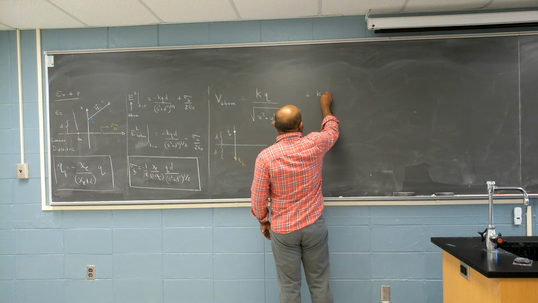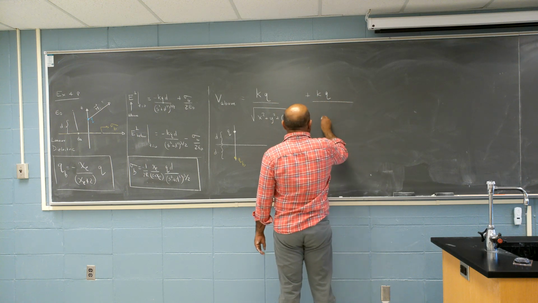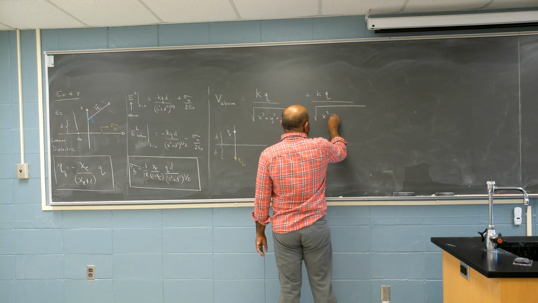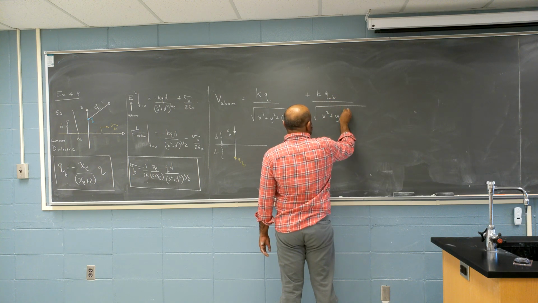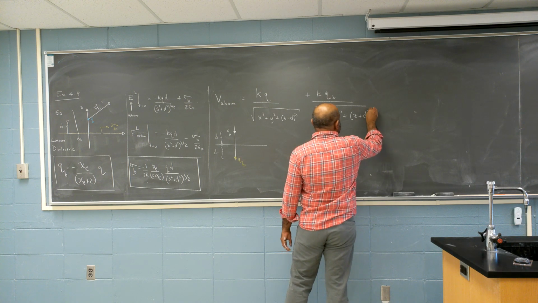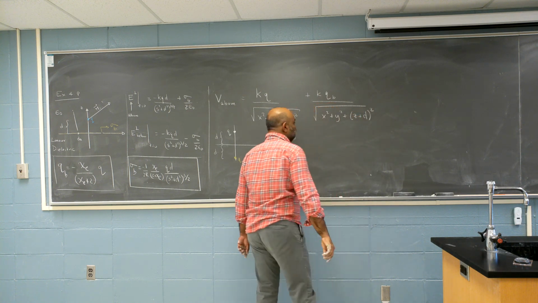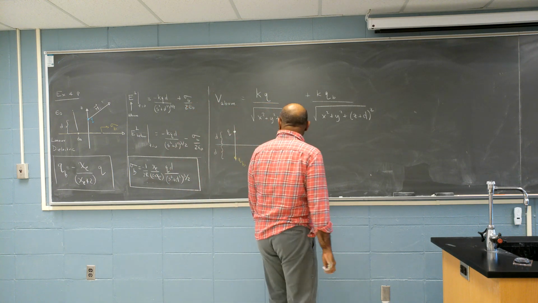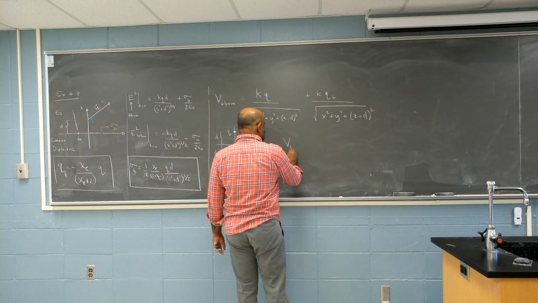Plus KQ over X squared plus Y Q bound, C plus D squared. Correct? Okay, V below.